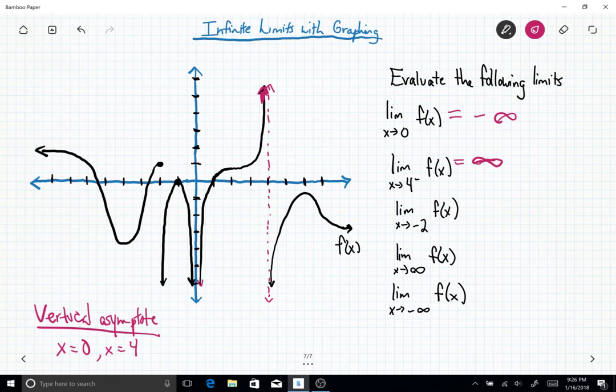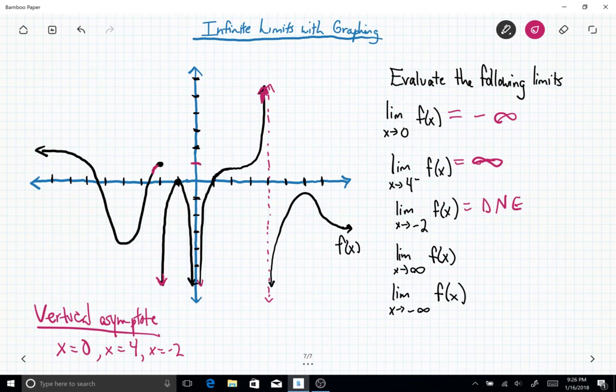Now, the limit as x approaches negative 2. So notice from the left, what do we have? Well, it's approaching 1 at that point. And then from the right, it's approaching negative infinity. So while we do have an asymptote, because one of those limits is approaching negative infinity, this limit does not exist because the left and right hand limits are not equal.